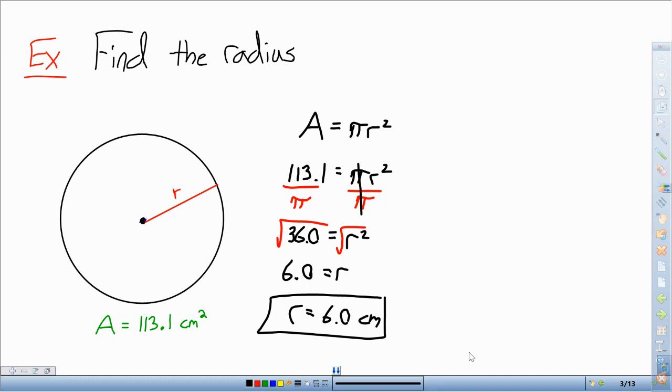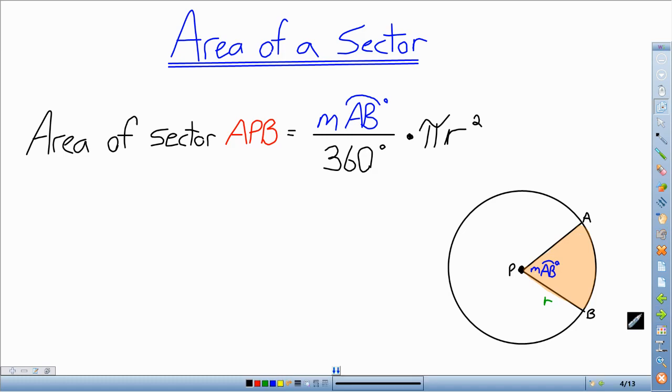Okay, so yeah, that's using the area formula. We're going to move on from here and get into the sector stuff because that's really the main thing this lesson gets into. Okay, so let's shift gears. We're going to look at finding the area of a sector. If you guys notice before you copy it, area of a sector equals the measure of an arc divided by 360 times pi r squared.